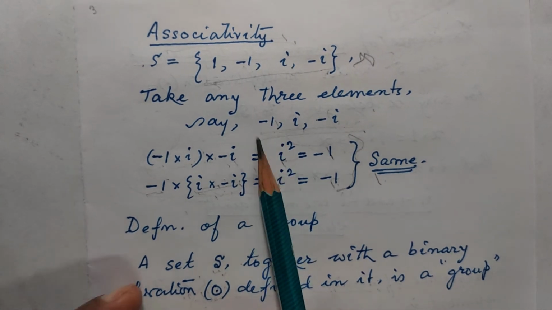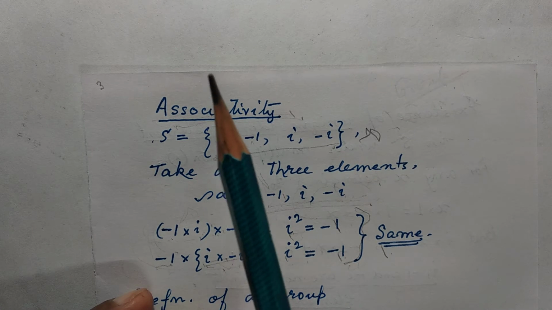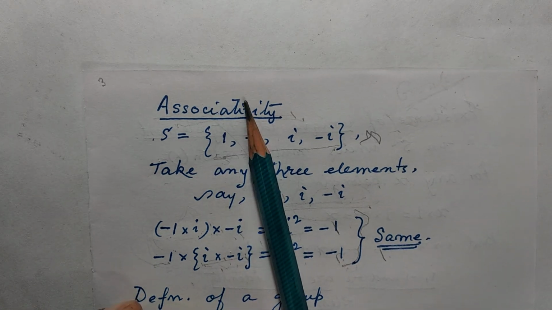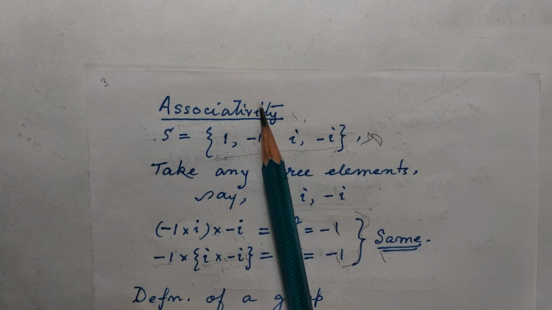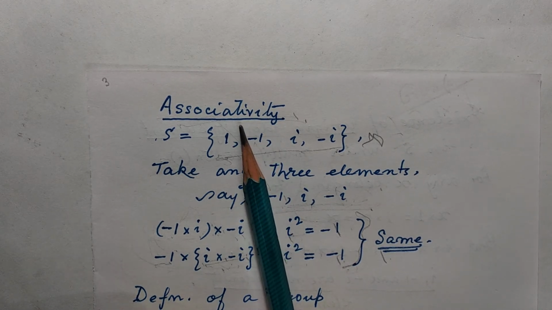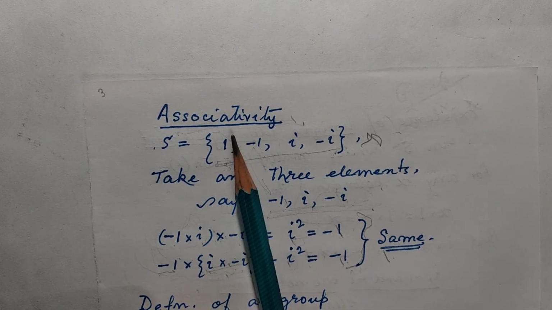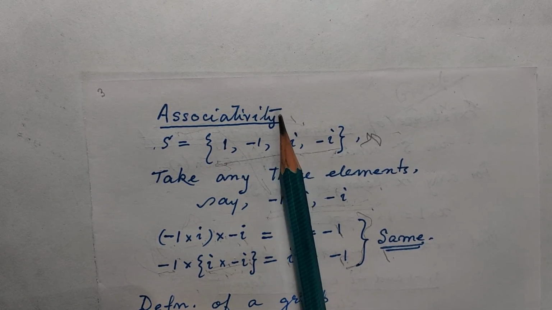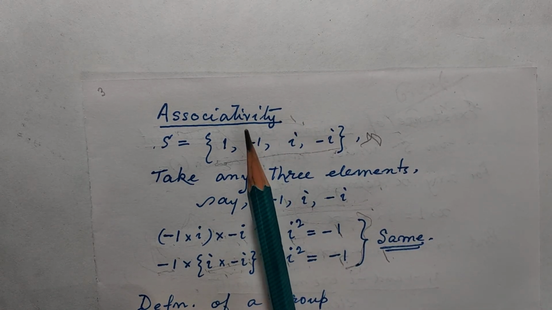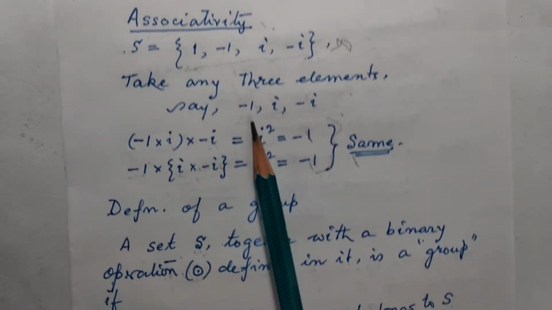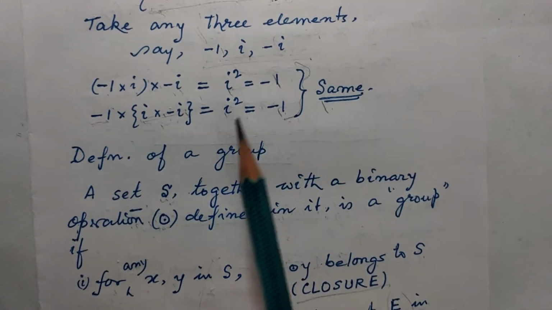Associativity. And when all these four properties, closure, existence of unique identity, existence of unique inverse for every element, and associativity, when all these four properties are satisfied by a set S under a given binary operation, then that set is called a group, a mathematical group. So what is the definition of it? Thus S is a mathematical group under multiplication.